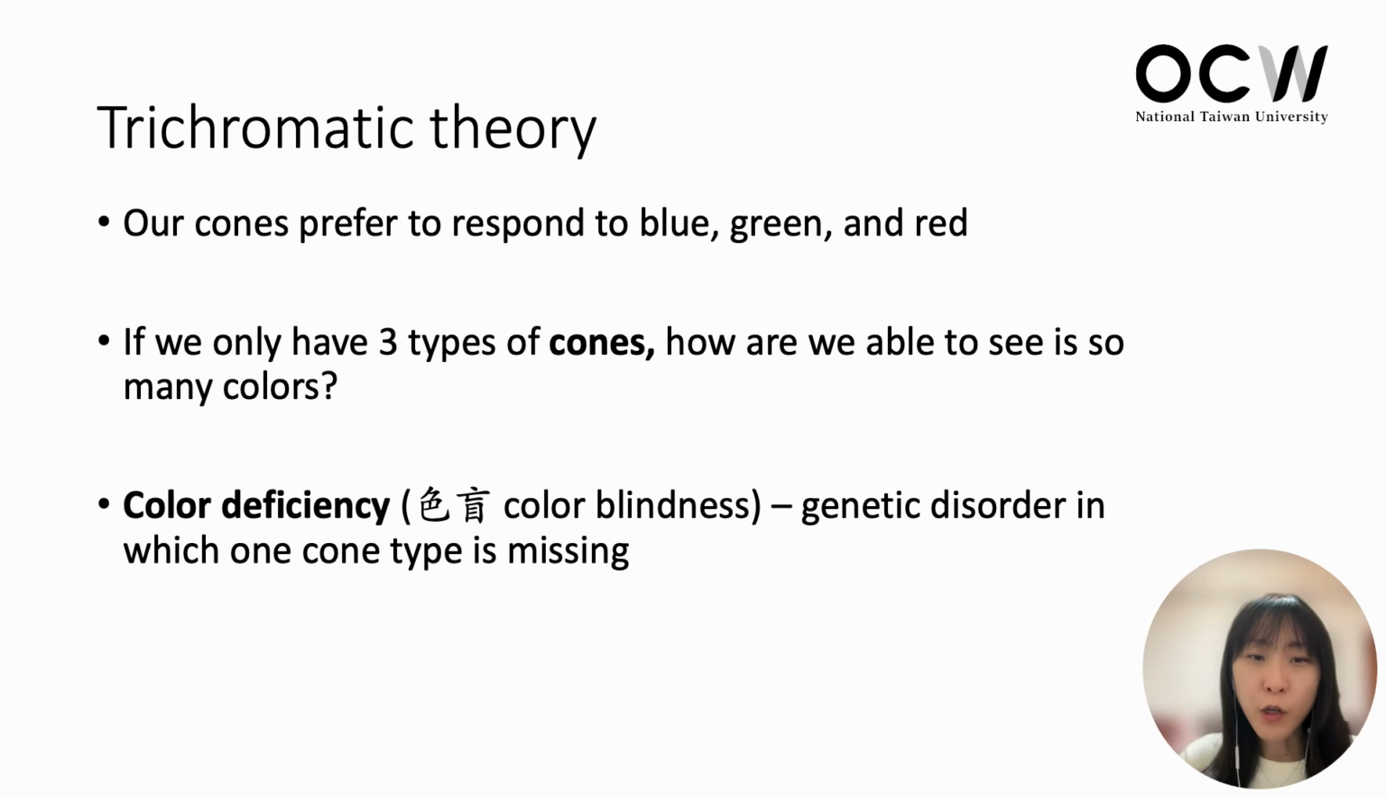You might wonder, if we only have three types of cones, how are we able to see so many colors? The answer to that question is that different wavelengths can be combined to see different colors.